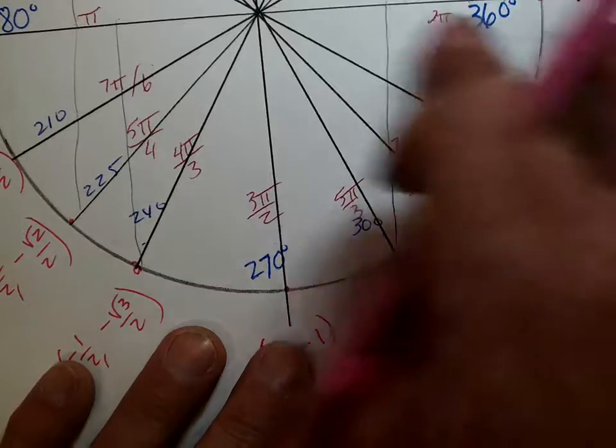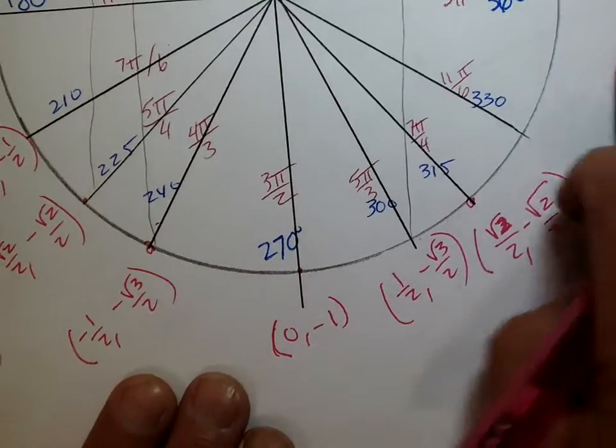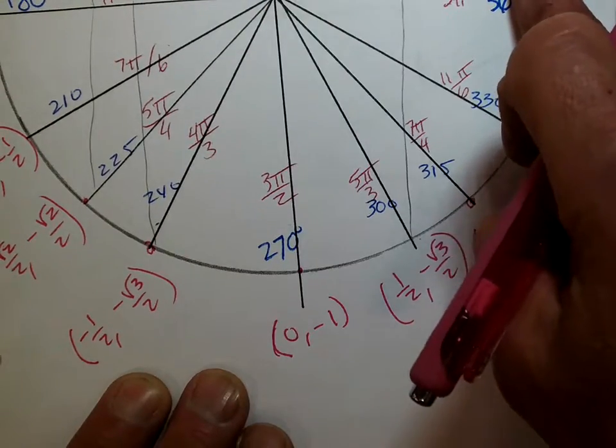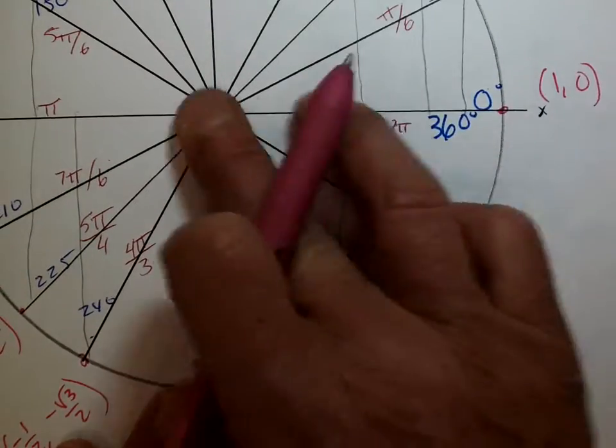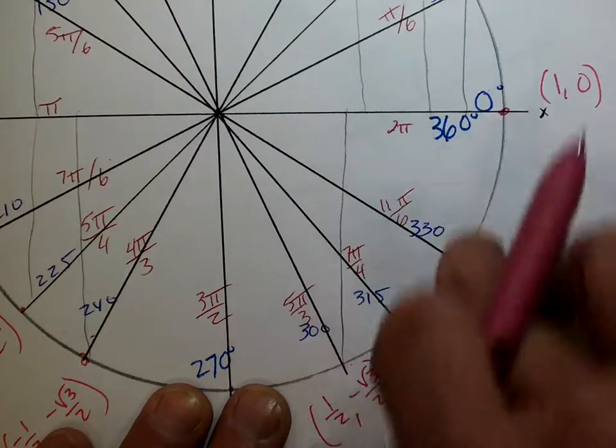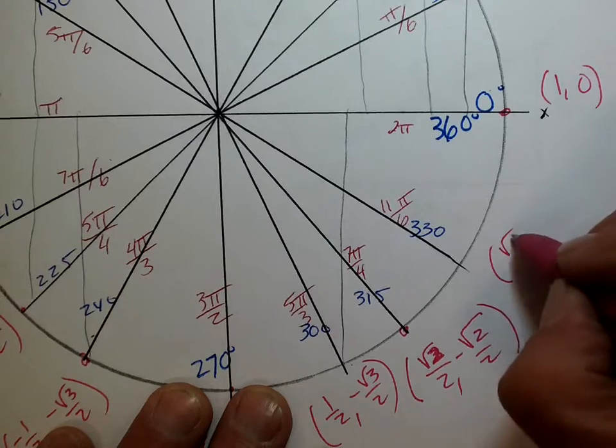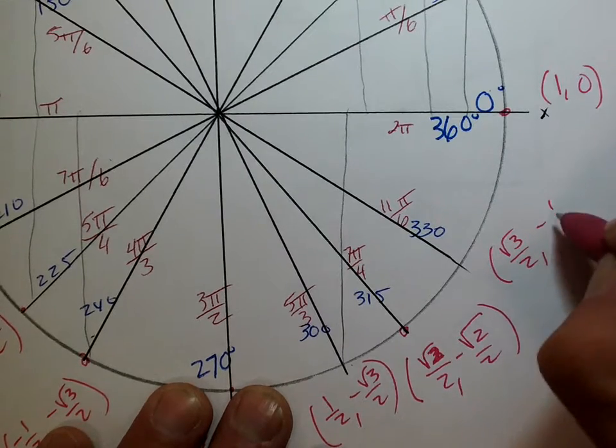So then this is also another 30, 60, 90 triangle, right? But it's forward. It's forward square root of 3 over 2 and down a 1/2. So its coordinate would be a positive square root of 3 over 2 and a negative 1/2, okay?